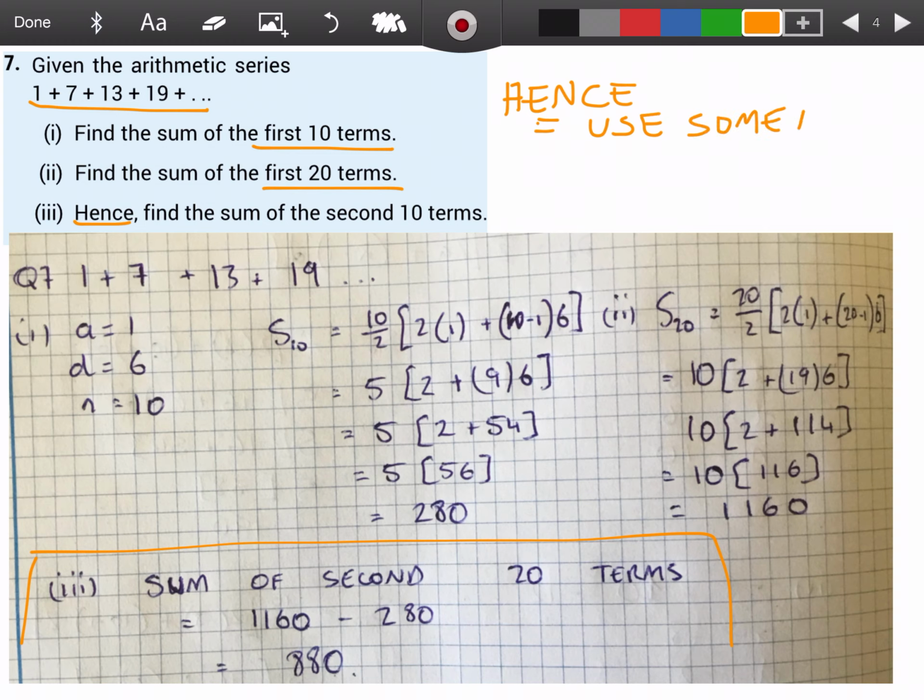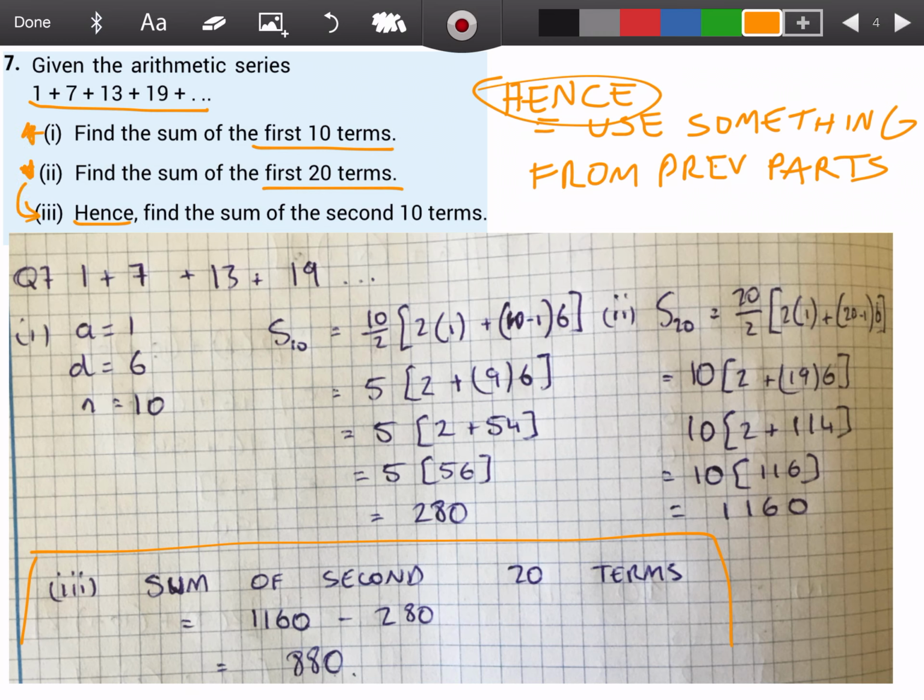Use something from the previous questions, okay? From the previous parts, I would say. So I'm looking at part 1 and part 2. Once I see hence, I'm saying, right, there's something in part 1 and part 2 that I need to use here to figure out what's going on in part 3. So I've got 1 plus 7 plus 13 plus 19. That's my series. Got my start value, got my common difference, got my first 10 terms for part 1.